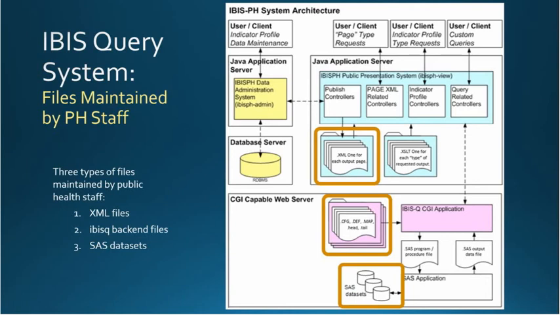IBIS-View is what's called forward-facing. It serves up the files that the user sees. The XML files control the query selection and query builder screens that the user sees. The IBIS-Q files are called back-end files because they reside behind the IBIS-View app on the same server as the application and the datasets.